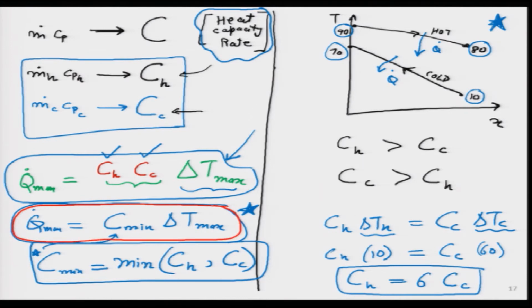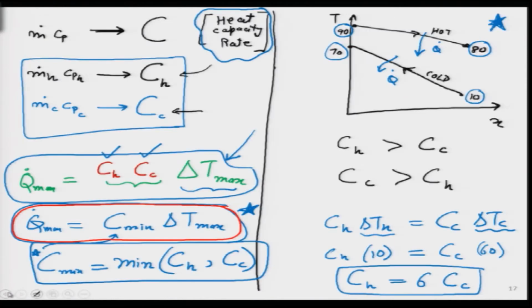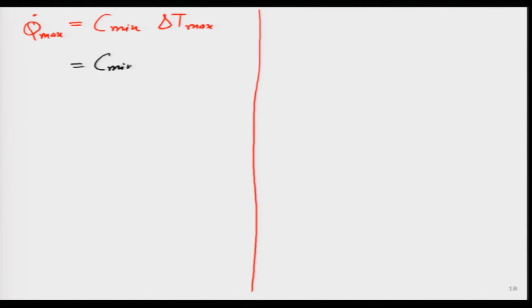I do not have space over here. So, let me take one more sheet and rewrite this equation very clearly. What I am writing over here is Q dot max. In each case, Q dot max is essentially C min multiplied by delta T max. And what is this delta T max? I have already defined it 2 or 3 slides back. Delta T max is simply the highest temperature in my system, which is TH in, minus the coldest temperature in my system, which is TC in.